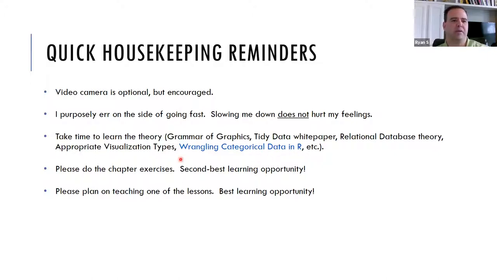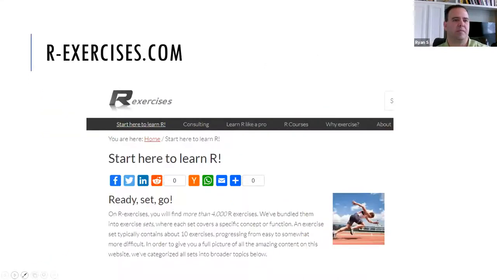All right. I always like to point these out because it's one thing to go through and just learn how to type out the code like the book teaches us, but there's a lot of value in learning the theory behind it and how different data structures work together and so on. All right, do the chapter exercises and plan on teaching one of the lessons. Okay, cool. All right. So our exercises, Maria, can I turn it over to you then?